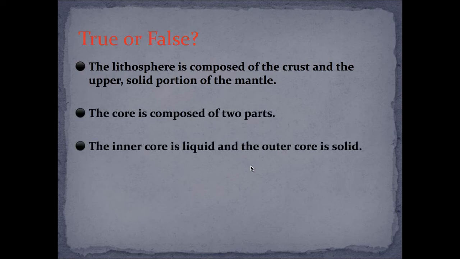The lithosphere is composed of the crust and the upper solid portion of the mantle. That is true. That is what the lithosphere is. It's the solid brittle part. The core is composed of two parts. That is also true. All right, the outer core is liquid. The inner core is solid. Oh, and looky there, I just answered your question. The inner core is liquid and the outer core is solid? Nope, flip those around. Outer core is liquid, inner core is solid. Okay, the inner is solid again because of pressure.